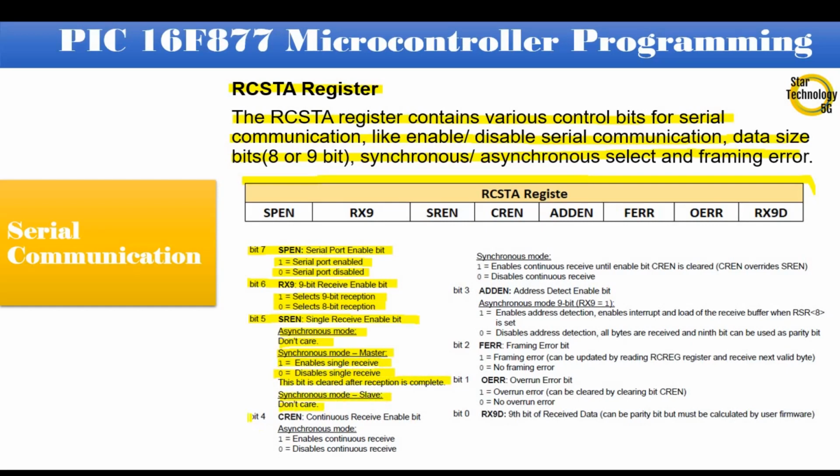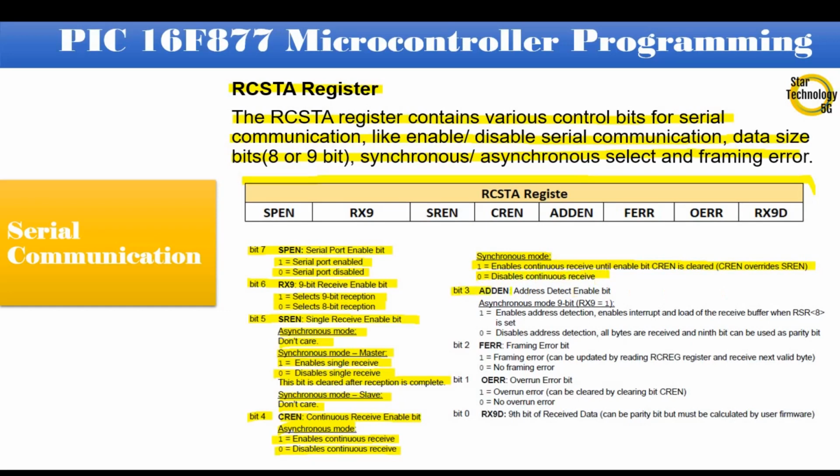Bit 4 CREN, continuous receive enable bit. Asynchronous mode: 1 equals enables continuous receive. 0 equals disables continuous receive. Synchronous mode: 1 equals enables continuous receive until enable bit CREN is cleared, CREN overrides SREN. 0 equals disables continuous receive.